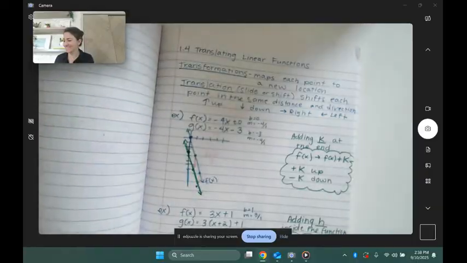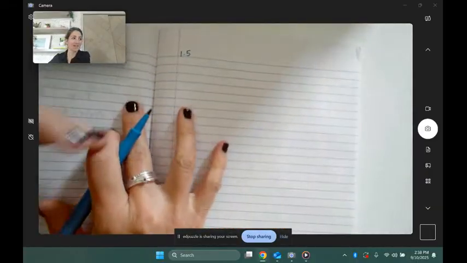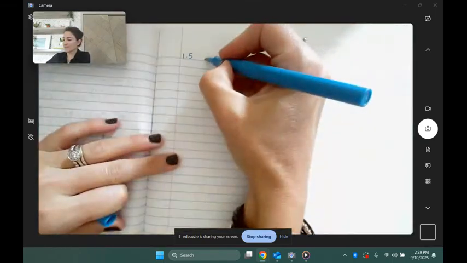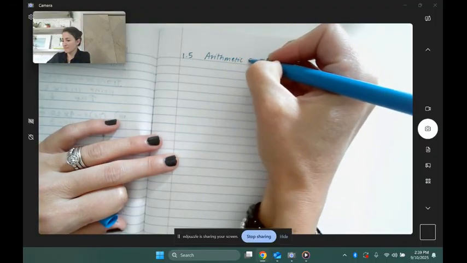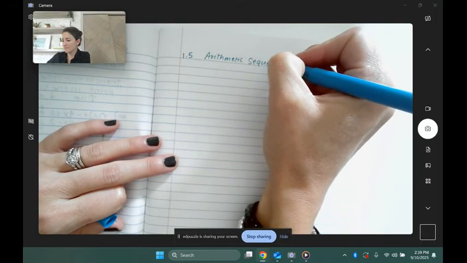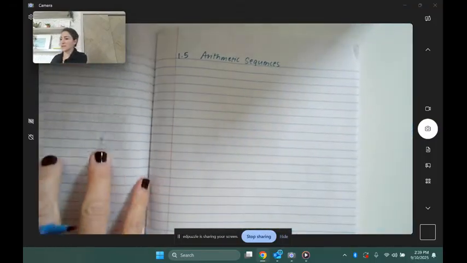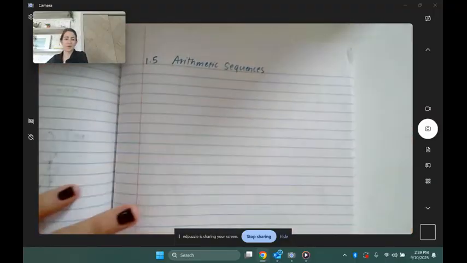Okay. Open up to your first blank page, 1.5, Arithmetic Sequences. So I'm going to start with a little vocab here so we kind of get onto the same page. Zoom this in a little bit. There we go. All right.